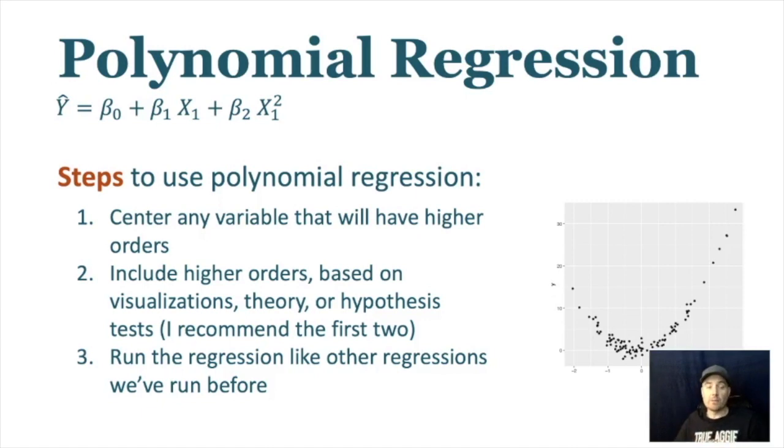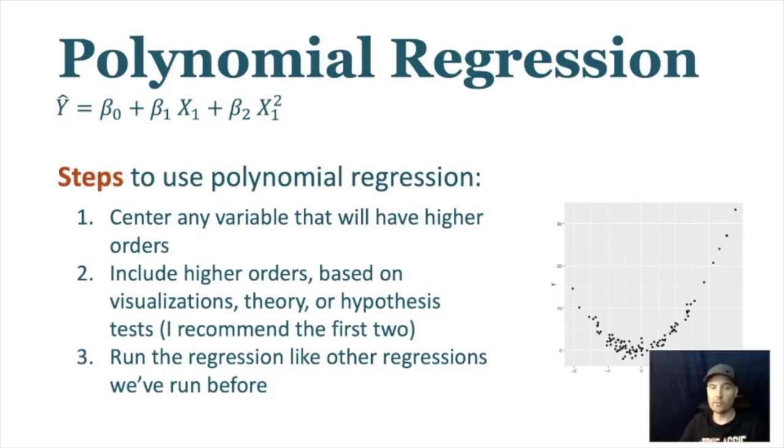So when it actually comes to using the polynomial regression, we want to use centered variables. We want to center any variable that will have a higher order in it. So if we're going to use x squared, we want to center x at its mean. This just makes it so the variance inflation factor stays lower. It's just kind of a nice trick that we can use. And then you just include higher orders based on visualizations, theory, or hypothesis tests.